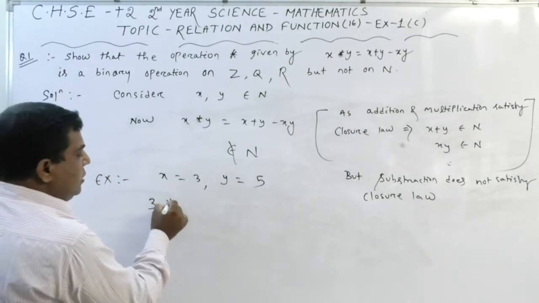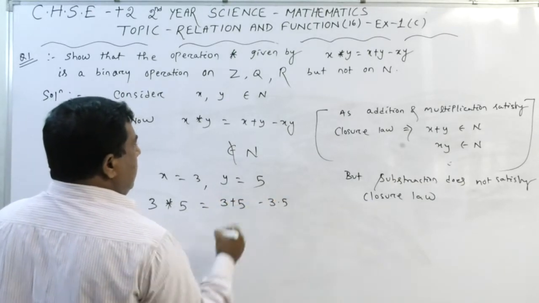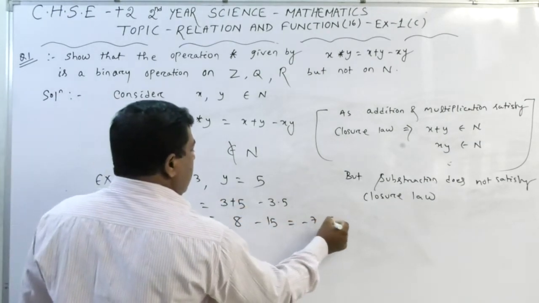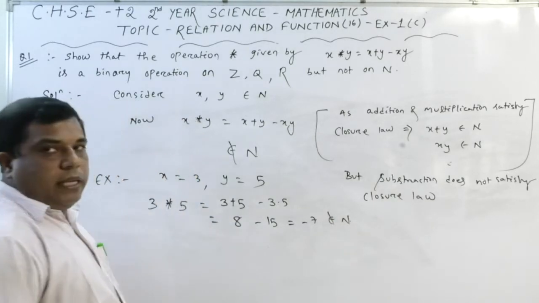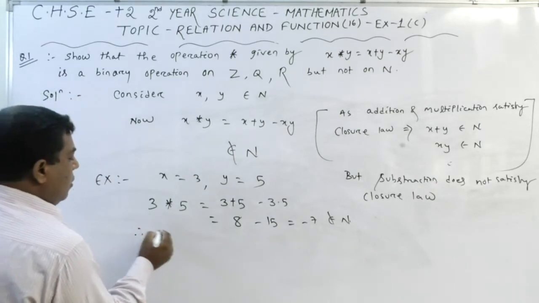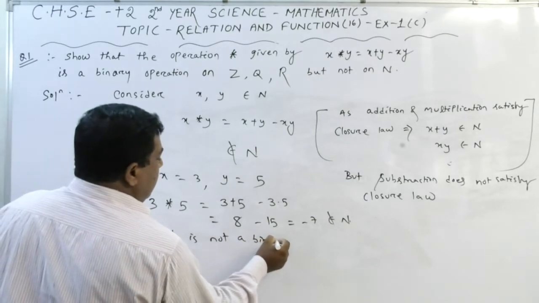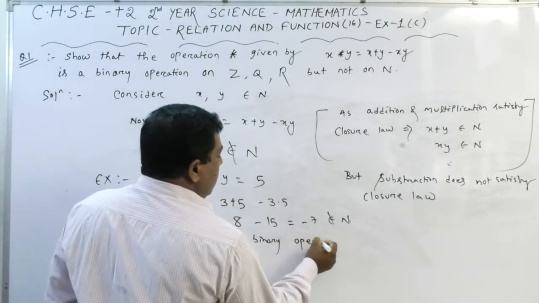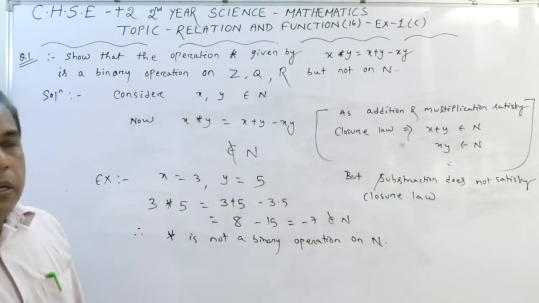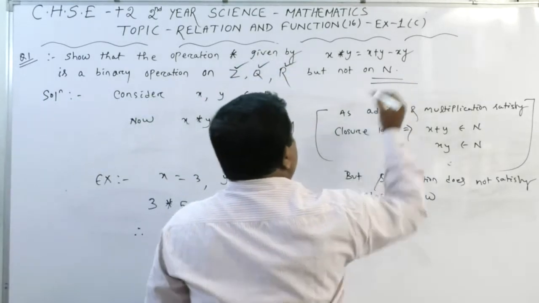Now what happens? 3 star 5 is written in this form, 3 plus 5 minus 3 multiplied by 5. So you know it is 8 and it is 15. You see minus 7 is not a natural number. So minus 7 does not belong to N. Therefore, we can say star is not a binary operation on N. Okay. So it is a binary operation on Z, on Q, on R, but not on N.